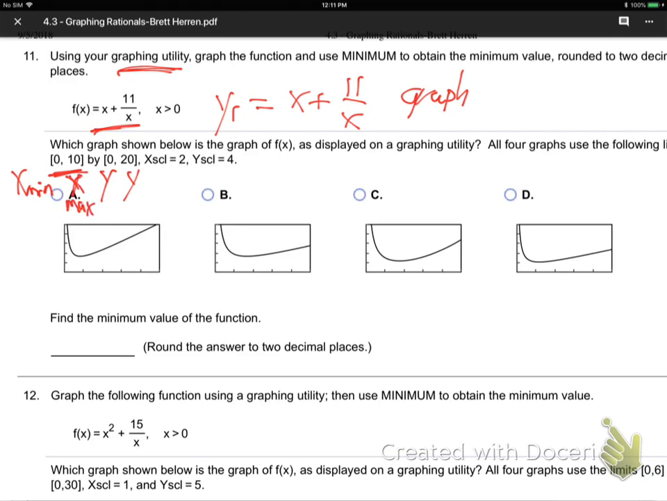And graph it, and then find the minimum. You know how to find the minimum. We went over that a couple weeks ago. So 11, 12, 13, they're all just like that. Just graph it on your calculator, find the minimum.